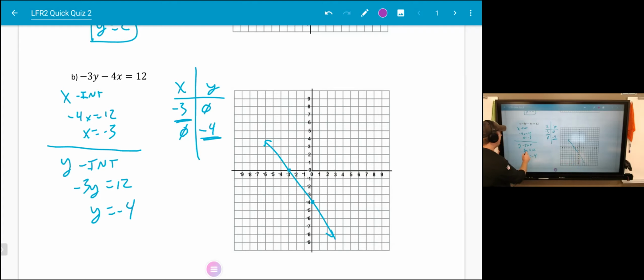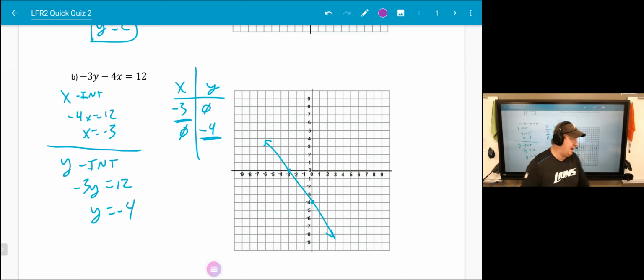Try to find the y-intercept. You set x equal to 0. Negative 3y equals 12. y equals negative 4. Plot your second point, 0, negative 4. It is not the combination of the x and y. It is not negative 3, negative 4. It is not that right there. Do not plot that. That will not help you make a graph, not help you make a line.